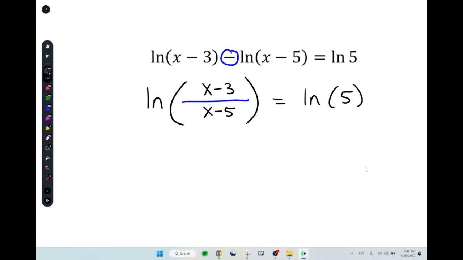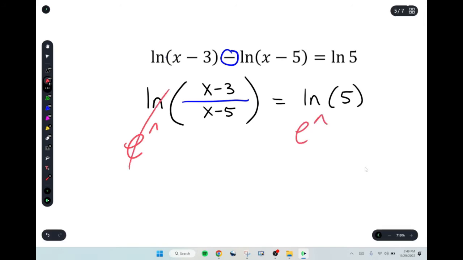Would it be okay for us now to raise ln to the power of, what, base e? Base e, the whole thing? Yeah. Ooh, and look what happens.